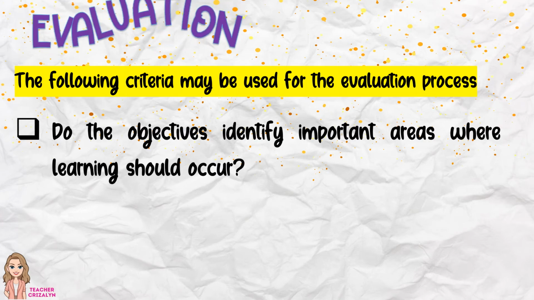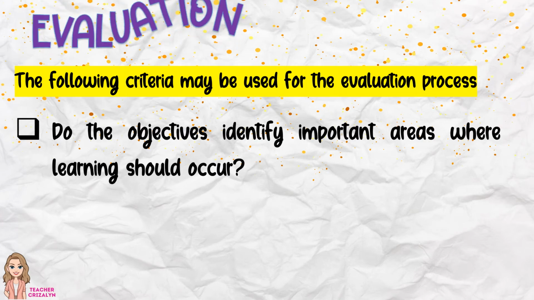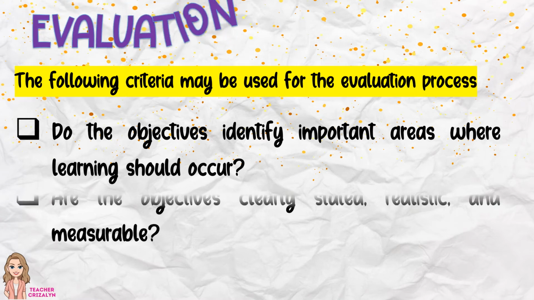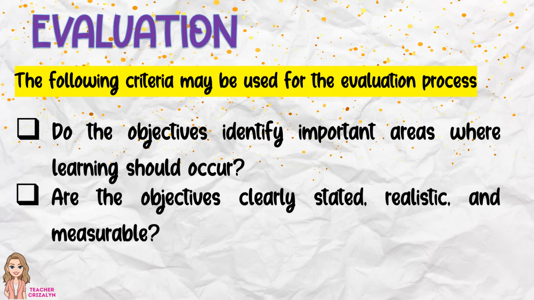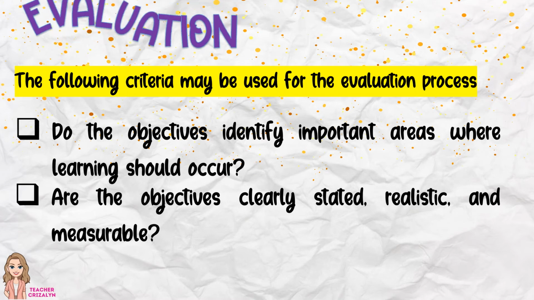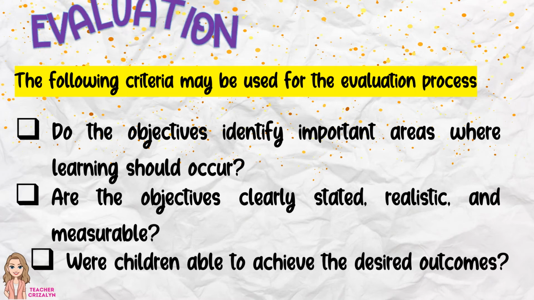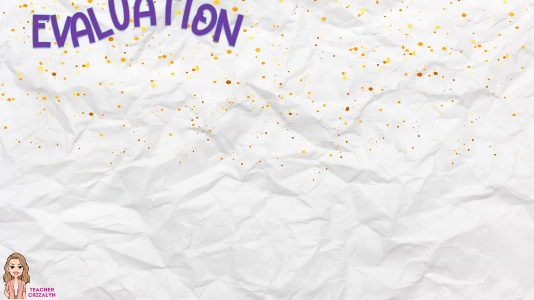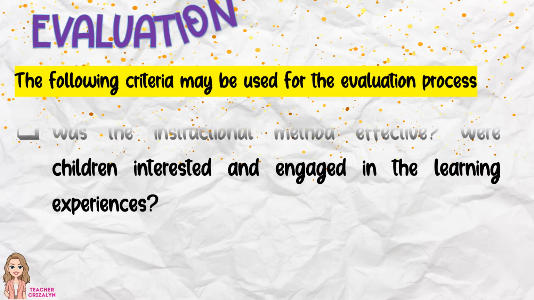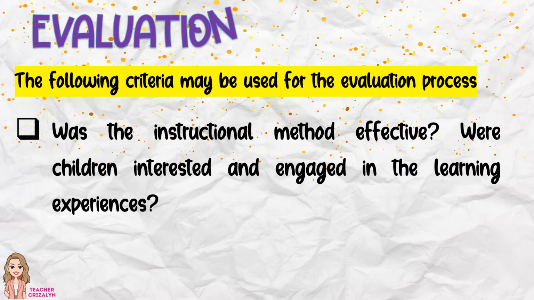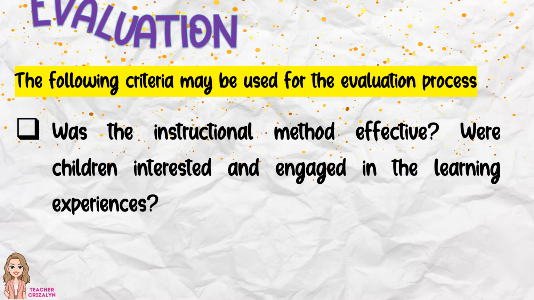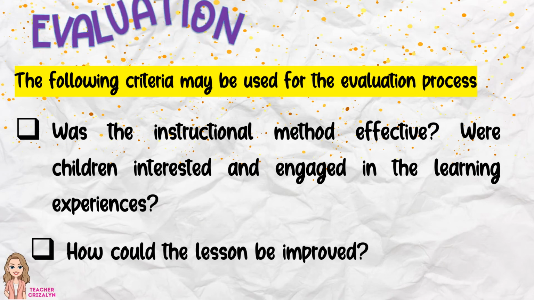Do the objectives identify important areas where learning should occur? Are the objectives clearly stated, realistic, and measurable? Were children able to achieve the desired outcomes? Was the instructional method effective? Were children interested and engaged in the learning experiences? And how could the lesson be improved?